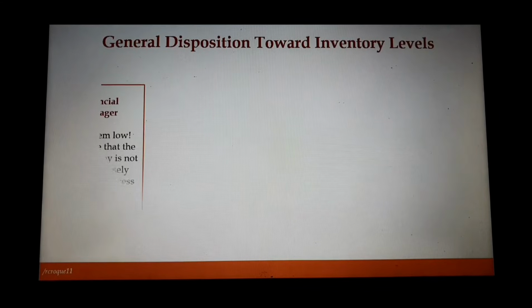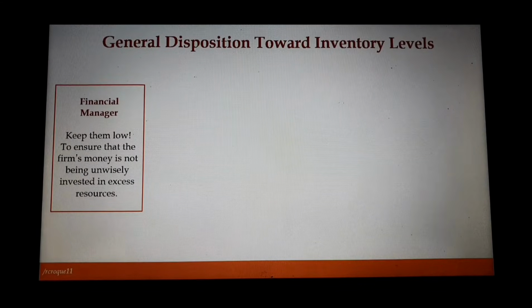For example, ang isang financial manager gusto niya to keep the inventory low, and that would ensure that the firm's money is not being unwisely invested in excess resources. At saka, kapag marami tayong inventory, tulog dun yung pera natin. So that's why si financial manager gusto niya mababa lang yung inventory natin.